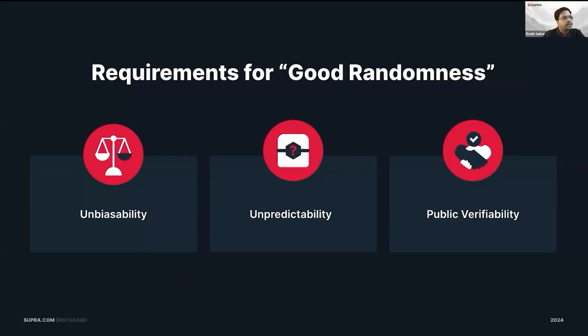Otherwise, suppose you are playing an on-chain lottery and you get to know what is a winning ticket number. Then you can always win the lottery. So it breaks the whole purpose of lottery. And thirdly, there should be a mechanism to verify that the randomness was correctly generated. So this is public verifiability. Jacob talked about these properties in detail in yesterday's talk.